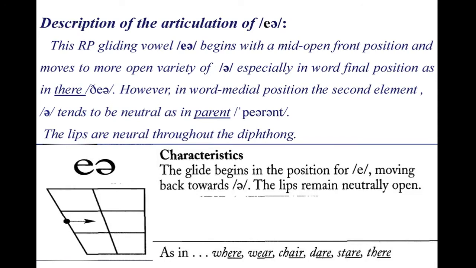Characteristics: the glide begins in the position for e, moving back towards schwa. The lips remain neutrally open. Examples: where, chair, dare, stare, there.